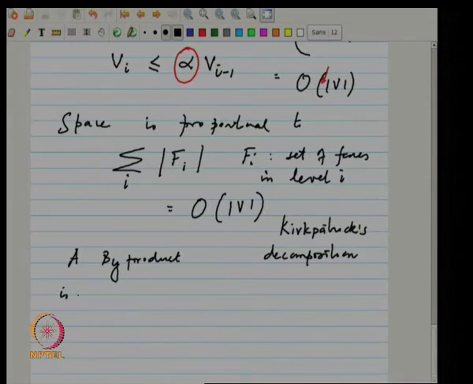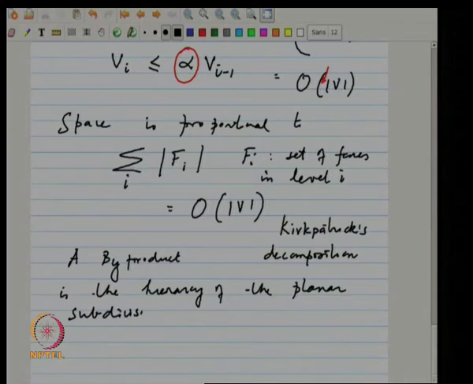is the hierarchy of the planar subdivision. And it basically starts, if you go bottom up, look at G_K, that is the most coarse subdivision. And then you get a slightly more refined subdivision and so on and so forth.